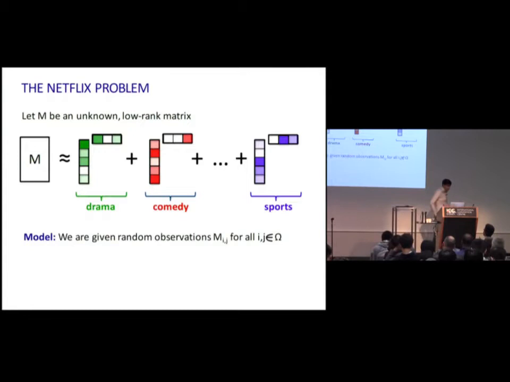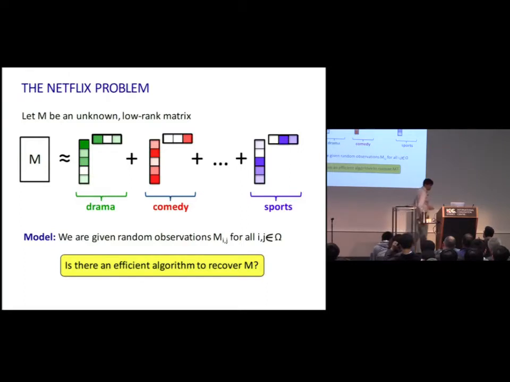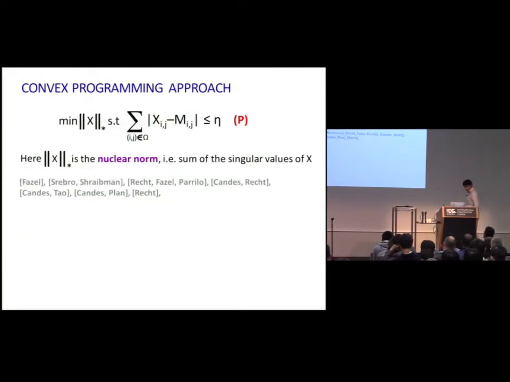So the usual model for matrix completion is that we have this approximately low rank matrix, and we're given uniformly random observations from this matrix. So you take random observations from this matrix and then they're revealed, and your goal is to try and reconstruct the underlying matrix. So the basic question is, is there an efficient algorithm to recover M from not too many observations from it?